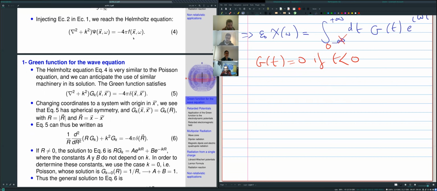So this is what we'll be trying to solve in the Fourier domain, and then we take the inverse transform to get back to the time domain. Okay, so we're using the frequency-time Fourier transform here. And so this equation 4 is very similar to the Poisson equation. Poisson equation has got a 0 on the right hand side, sorry, the Poisson equation, yes, that's correct. It's got 0.